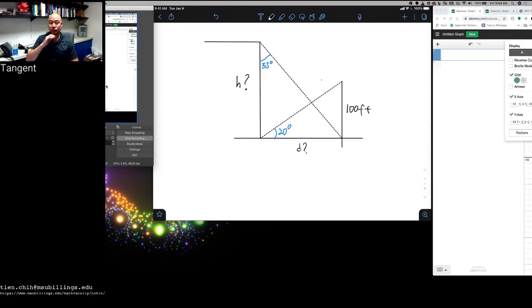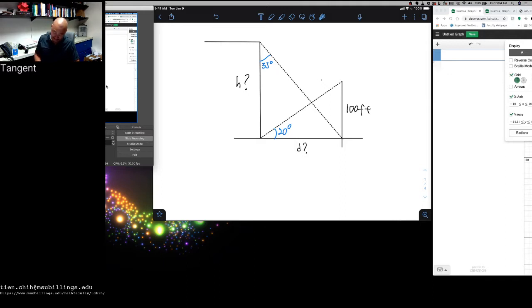Alright, so in this video we're going to use tangent in a practical application. Let's say there is a building over here, which I haven't drawn the entirety of, that's 100 feet tall. And the building is next to, let's say, a cliff, and this cliff has some unknown height.